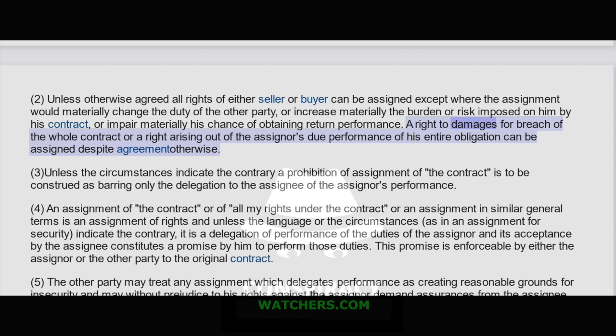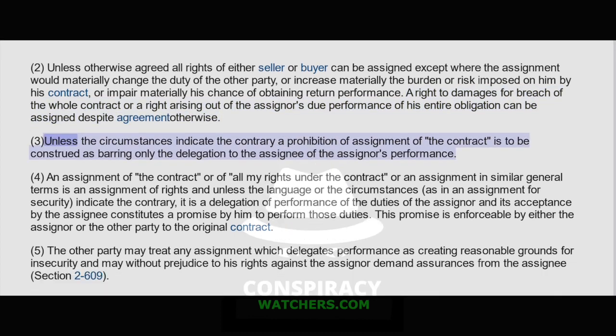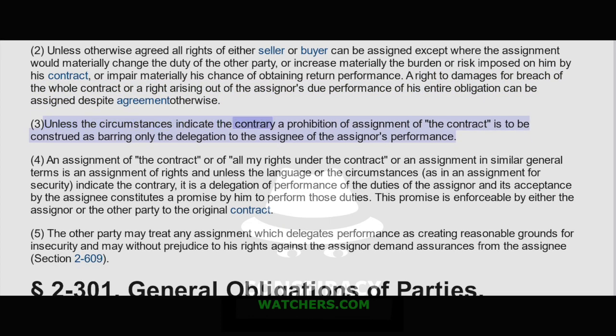A right to damages for breach of the whole contract or a right arising out of the assignor's due performance of his entire obligation can be assigned despite agreement otherwise. Unless the circumstances indicate the contrary, a prohibition of assignment of the contract is to be construed as barring only the delegation to the assignee of the assignor's performance.